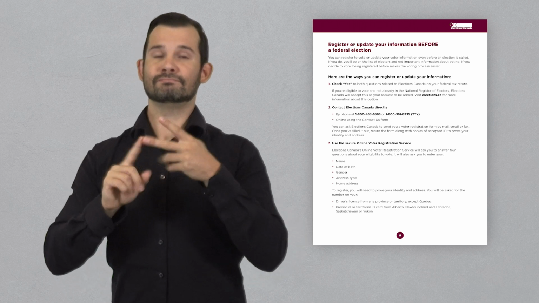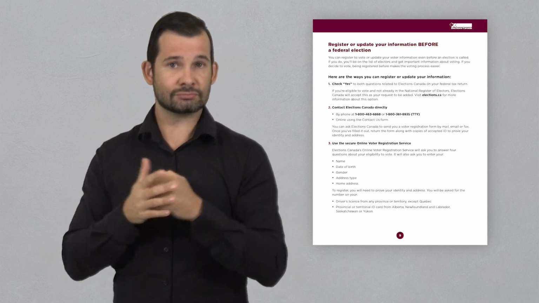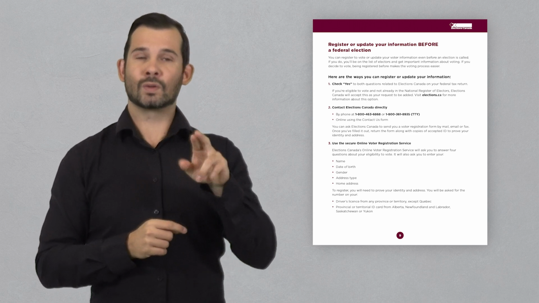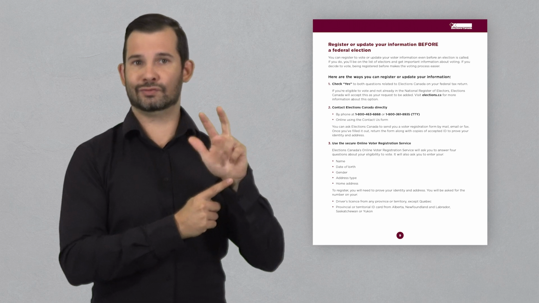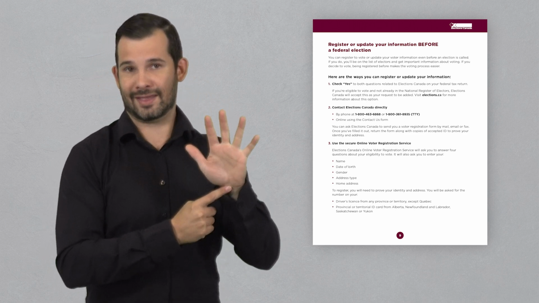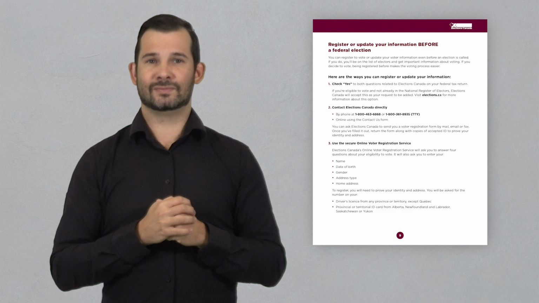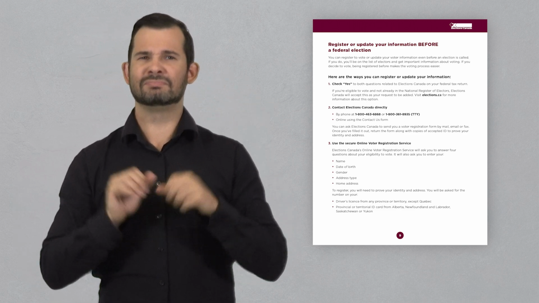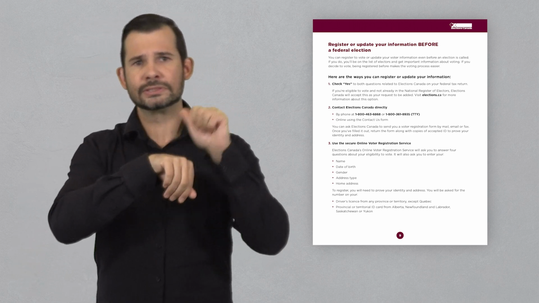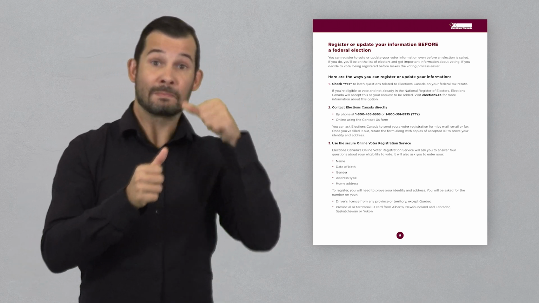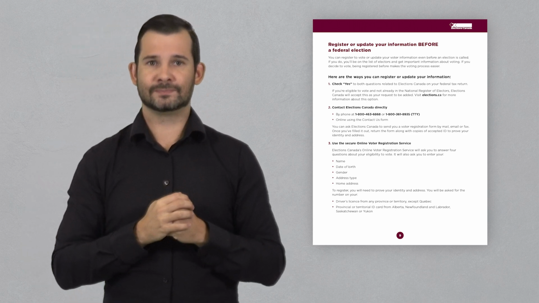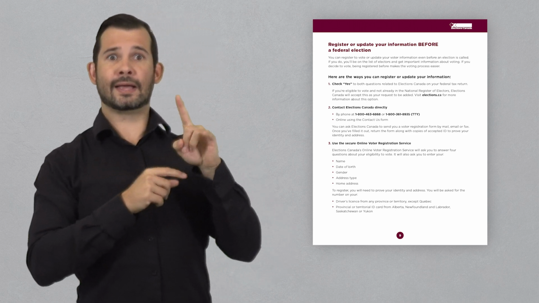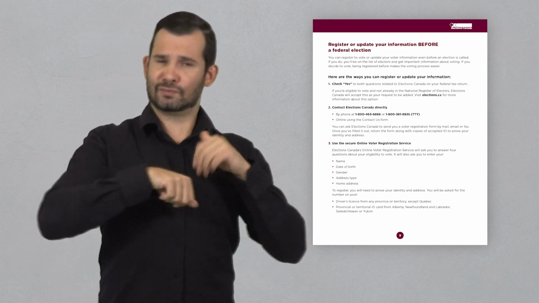2. Contact Elections Canada directly by phone at 1-800-463-6868 or 1-800-361-8935 TTY. Online using the Contact Us form. You can ask Elections Canada to send you a voter registration form by mail, email, or fax. Once you've filled it out, return the form along with copies of accepted ID to prove your identity and address.